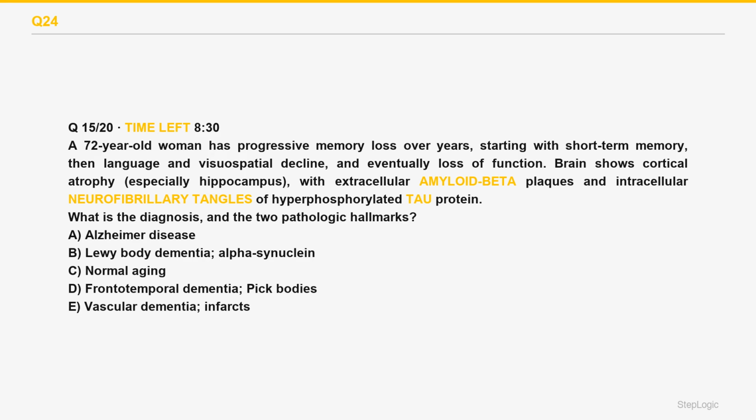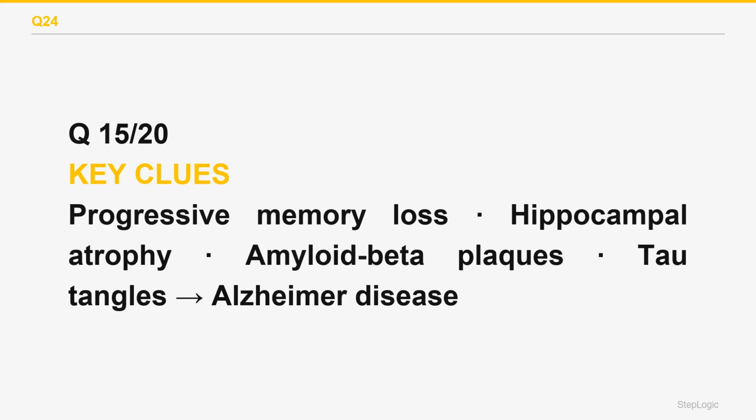Read the command: diagnosis and two hallmarks. Progressive memory loss, cortical hippocampal atrophy, amyloid beta plaques, tau tangles: Alzheimer's disease. This is Alzheimer's disease, the most common cause of dementia.